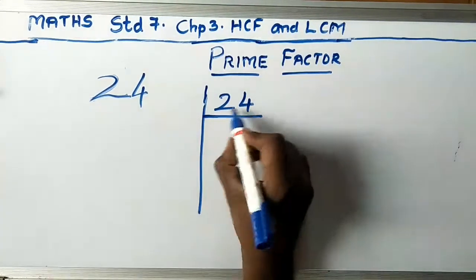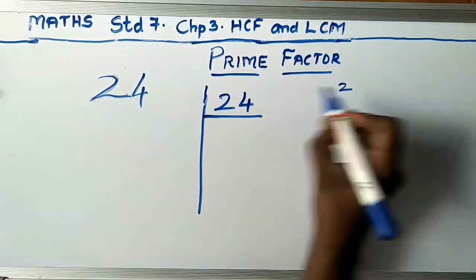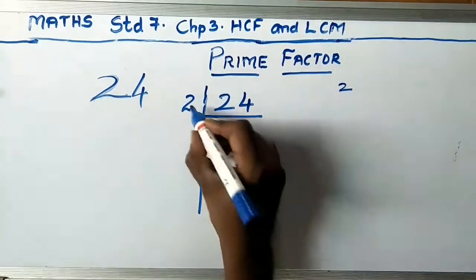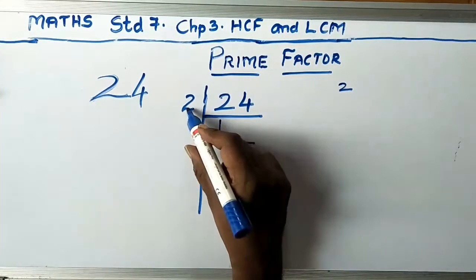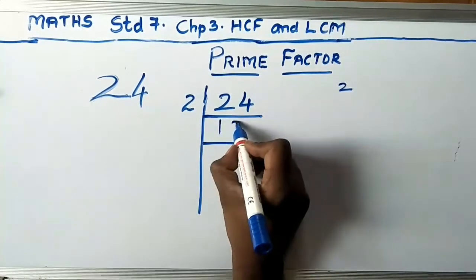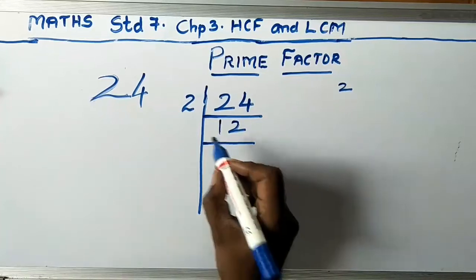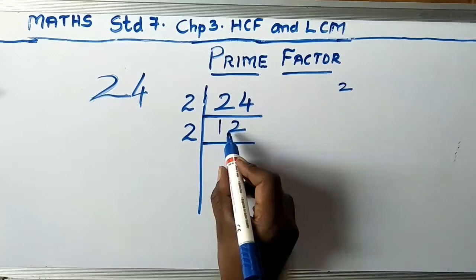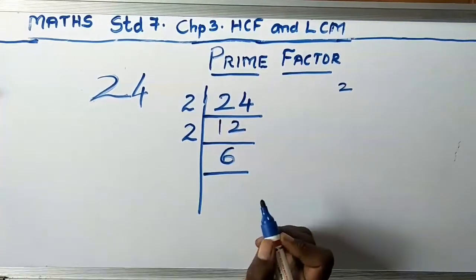First, let's start from 24. Now 4, see the unit place. 4 is divisible by 2, right? So I'll write 2. So in 2 table, 2 goes how many times? 1 time. So do it in this way. 2 ones are 2. Now 4, 2 twos are 4. Now we got 12. 12 goes in 2 table. So I'll write 2. So 12 in 2 table, how many times? 6 times. I'll write 6.